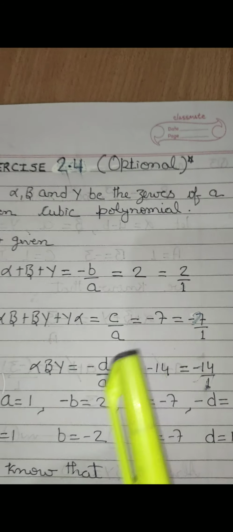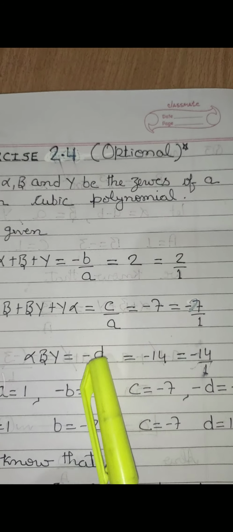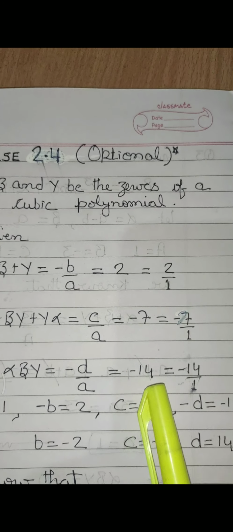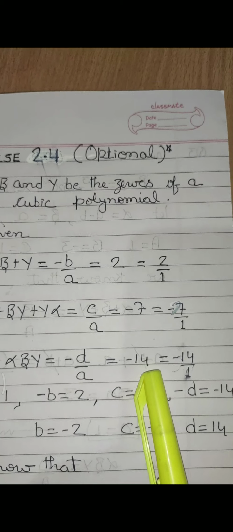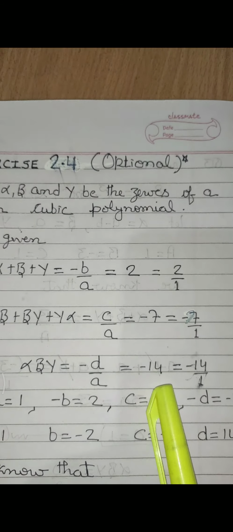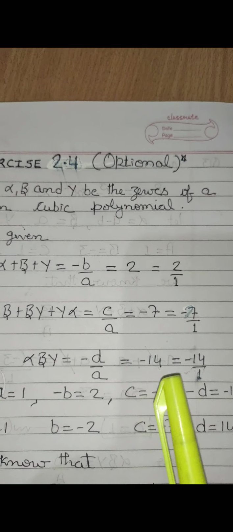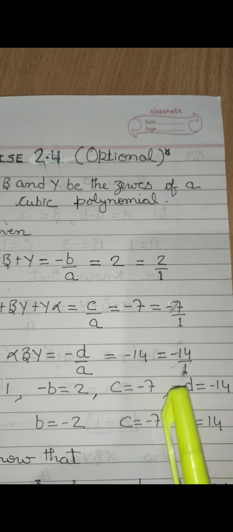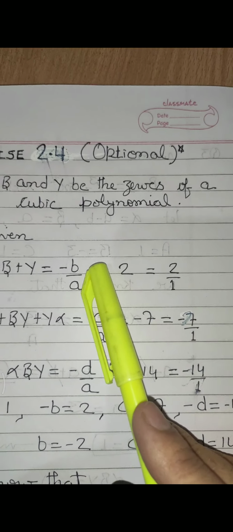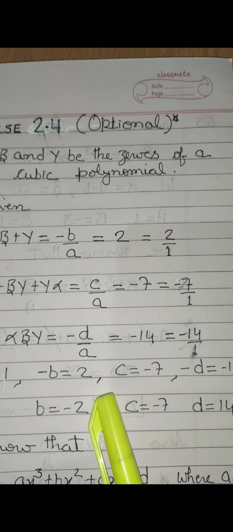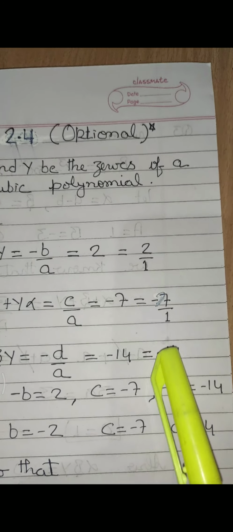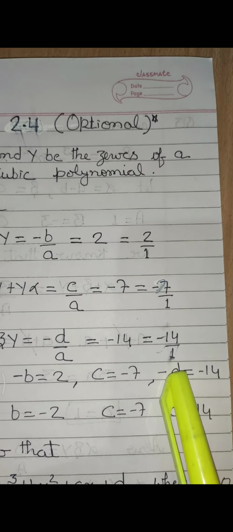Minus 7. Product of zeros is minus d upon a; this formula we have already learned, so its value is equal to minus 14. Now by the comparison method, like how we did the question of the quadratic polynomial, based on the same concept, in the same way we will do it. We'll check the denominator in all these terms: what term is there? A. Is it the same on the RHS? So 2 upon 1, minus 7 upon 1, minus 14 upon 1, it is the same.